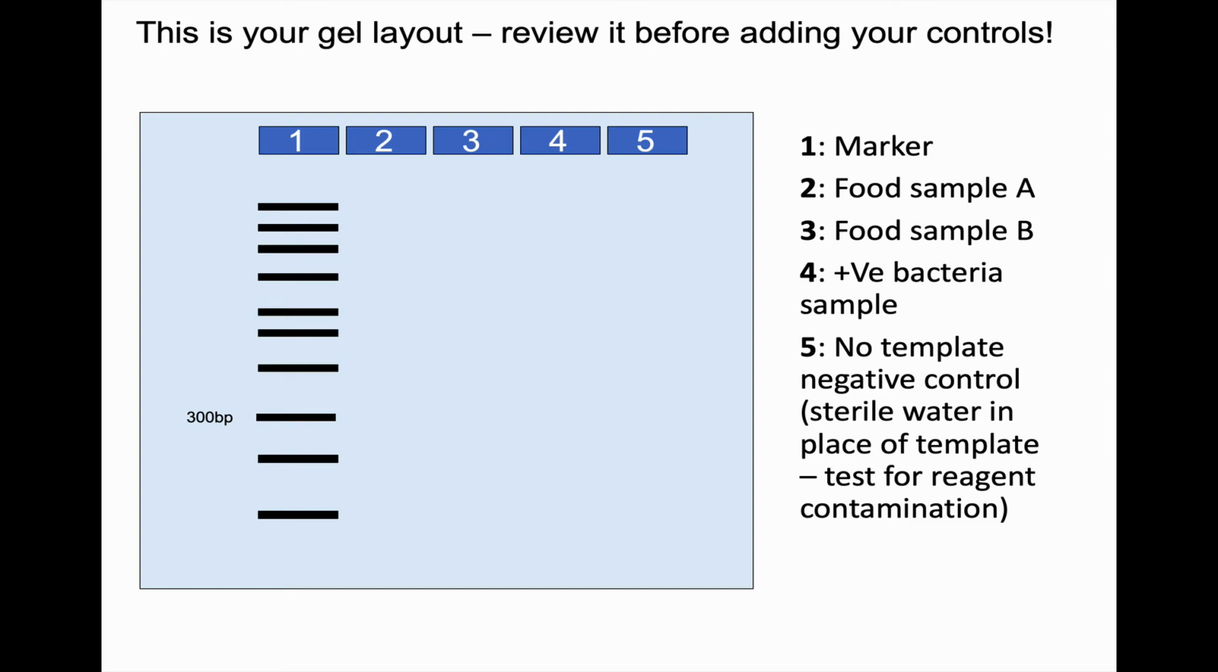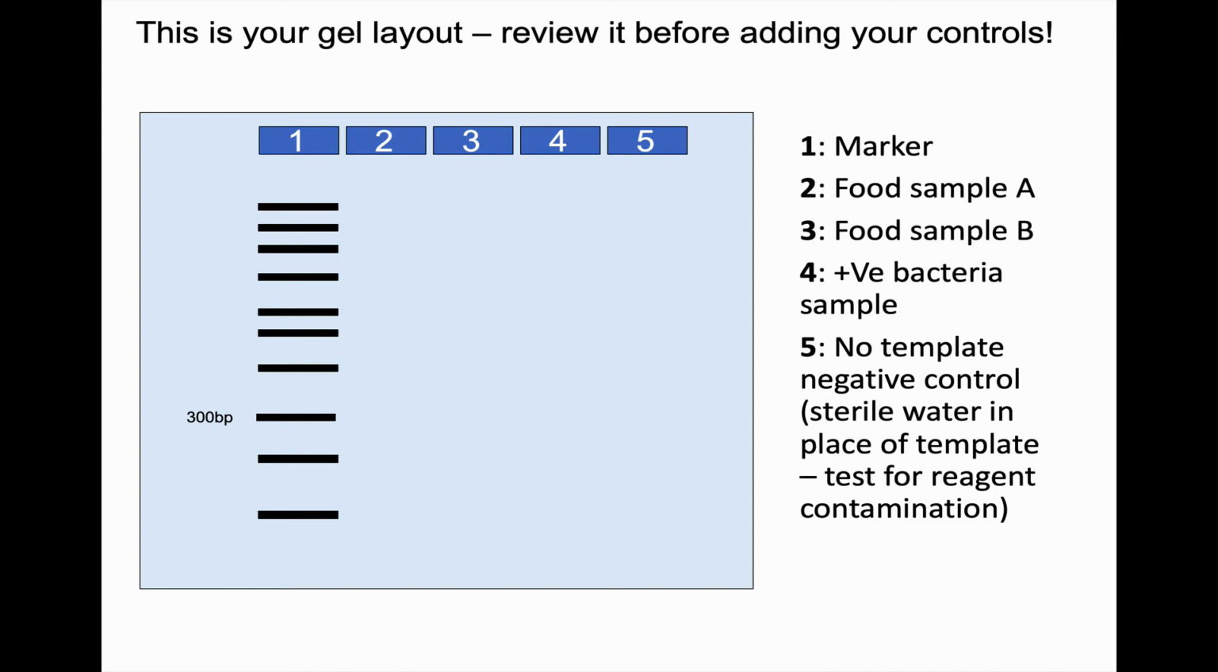If we do see any amplification in lane 5 in the negative control, or this NTC, well, then we know there's something wrong. The primers have found their target somewhere, and we must have contamination in one of the reagents. And that's one of the things we have to consider.